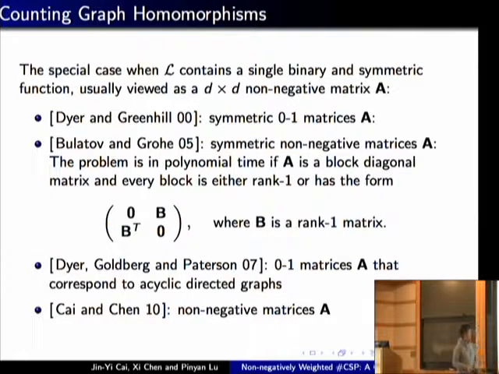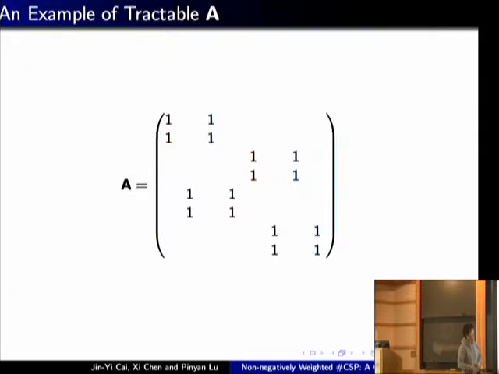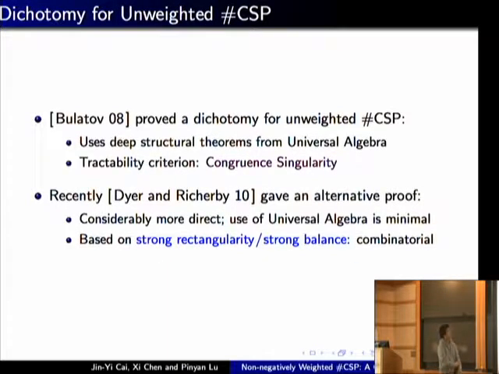For these two, I would not be able to describe them because the criterion becomes much more involved. But we also have a lot more new tractable cases. For example, this 8 by 8 matrix is not symmetric, but it needs some work to see that it actually gives you an algorithm in polynomial time. Then in 2008, we have this big jump, and Bulatov gave a very powerful and sweeping dichotomy for all the unweighted counting CSP.